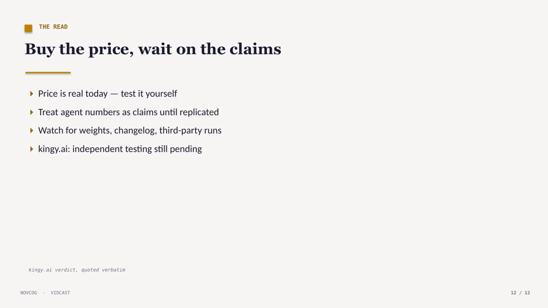In practice, then, if your workload is price-sensitive, the price is real and testable today. Run your own harness on your own tasks. If you need the agent numbers to be true, wait for replication. Treat every figure in this brief as a claim with a name attached, not a fact. And remember, the pricing page itself warns a significant increase is coming, so test before the cheap tier reprices. That's the read. Buy the price today. Wait on the performance claims.